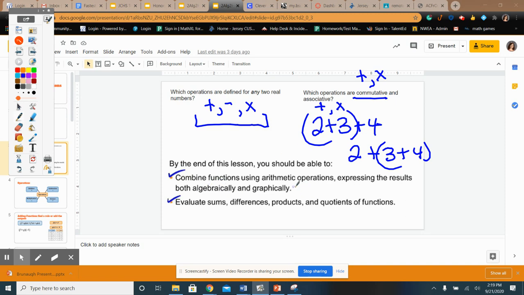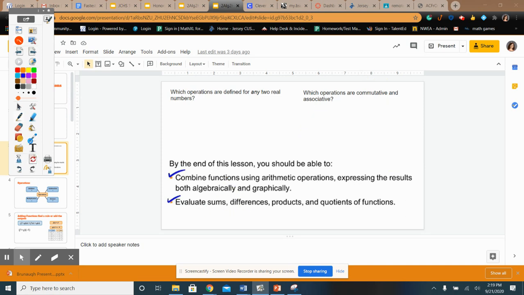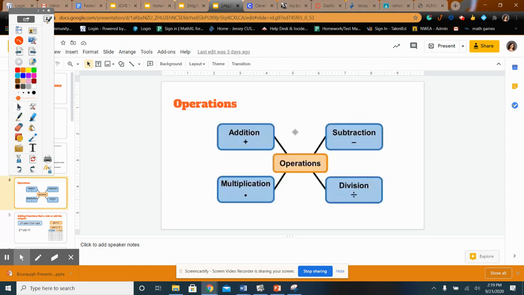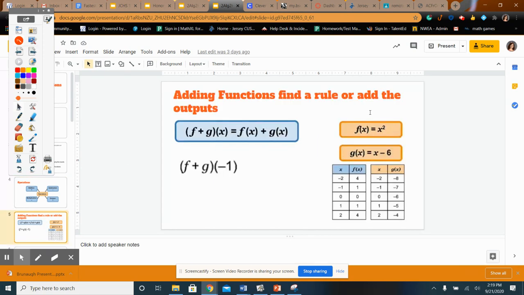At the end of this lesson, we're going to use our operations on functions, and you're going to find some values of functions when you add, subtract, multiply, or divide them. It's just a nice little chart I found for you. This is going to be the practice now. We're going to add functions, and you're just going to find a rule to add them.